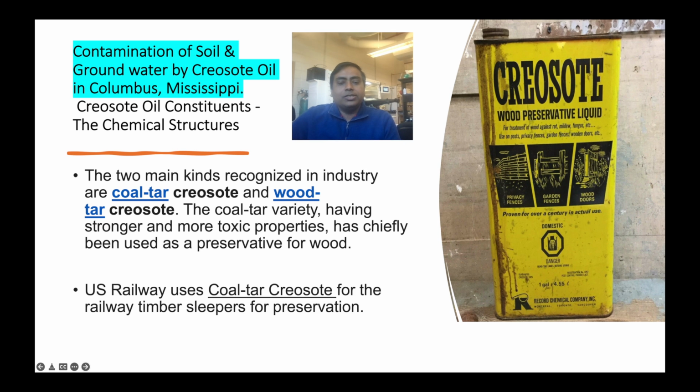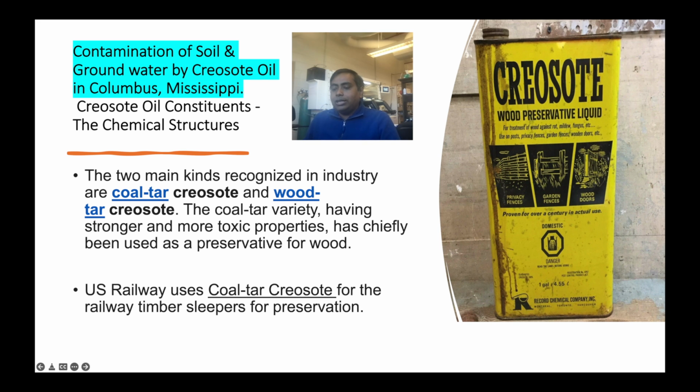Hi everyone, this is Rajul. I'll be talking about creosote, its chemical composition, and its constituents. The contamination of soil and groundwater by creosote oil in Columbus, Mississippi, that's our title. The creosote oil constituents are mainly divided into two classes. Depending on the source, it actually has two recognized branches, coal tar creosote and wood tar creosote.